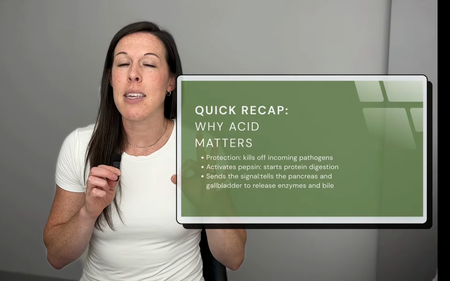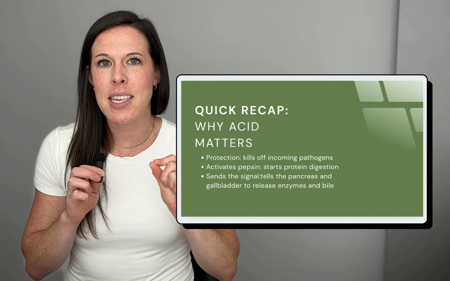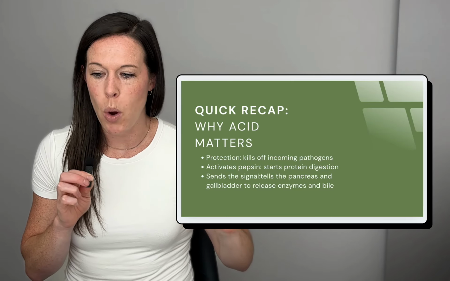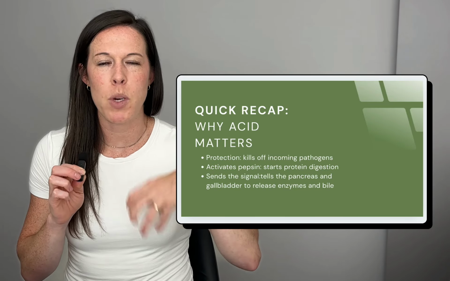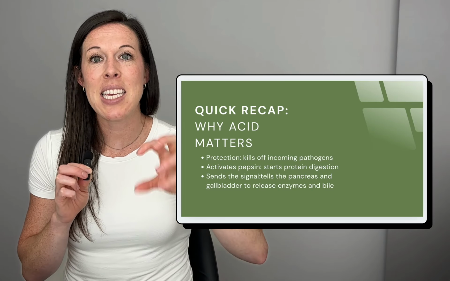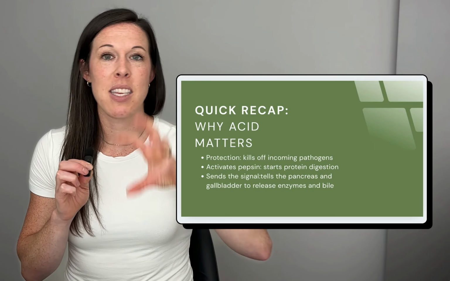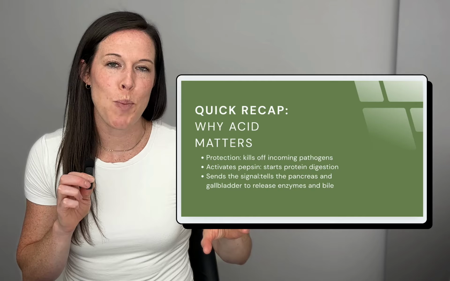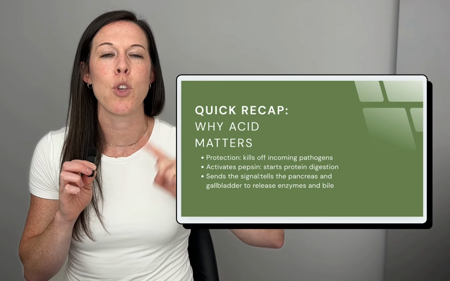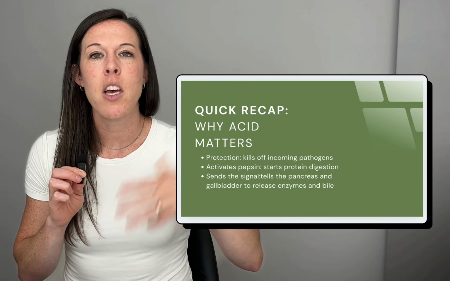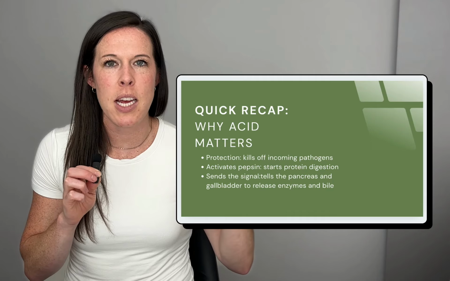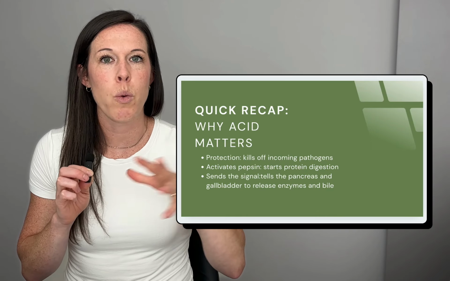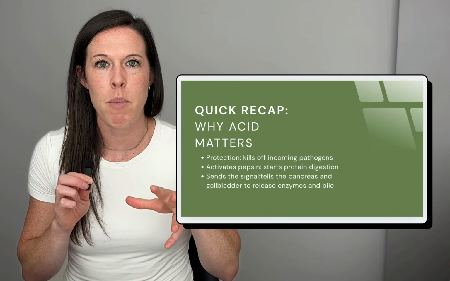And then the third thing that stomach acid does is it actually acts as a signal downstream. So here's what I mean: when we eat food and it breaks down in our stomach, we start that digestive process. That acidic mixture that goes into our small intestine actually sends a signal to our pancreas and our gallbladder to release what they're intended to release. Our pancreas is going to release pancreatic juice, which has different enzymes. Gallbladder will release bile, which will start to break down different parts of that mixture.